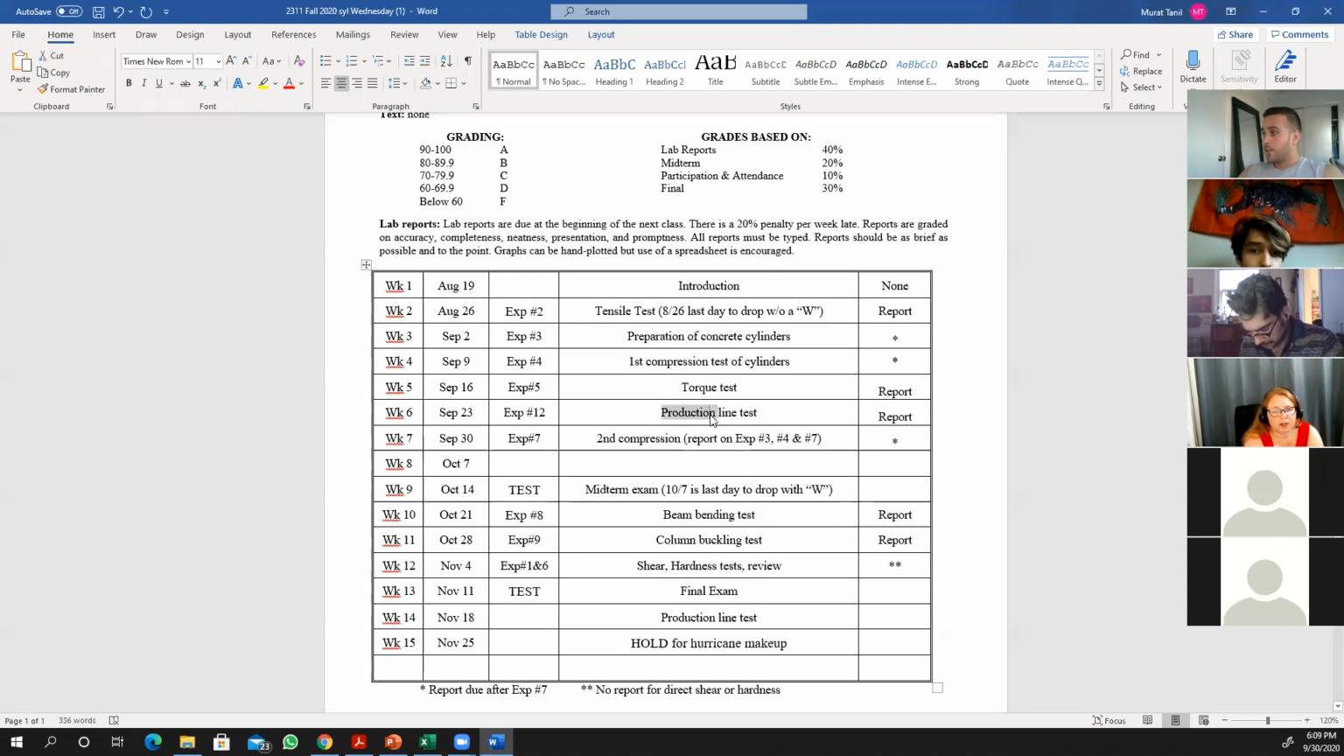So the production line test, we are not having this. We already have had our column buckling test. We got the torque test, the torsion test. And the next week, we're going to have the second compression test, right? Correct. So you need to basically move them all down one.